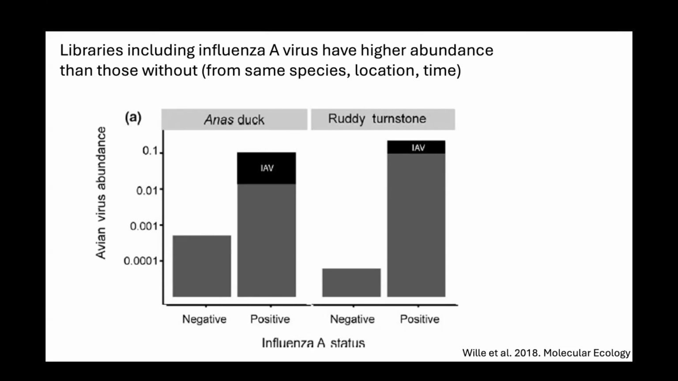And so what I did is I had two libraries from ducks and two libraries from turnstones. One library I knew had influenza in it because I selected samples that were influenza positive, and one that I knew were absent, so I selected samples that were influenza negative. And so this is just the virus abundance, okay? It's the proportion of the reads that are viral. And you can see that the two columns on the right are higher than the two columns on the left, okay? So the avian virus abundance is higher in influenza positive birds compared to negative birds. And that's even when we remove the influenza reads. So something interesting is happening.